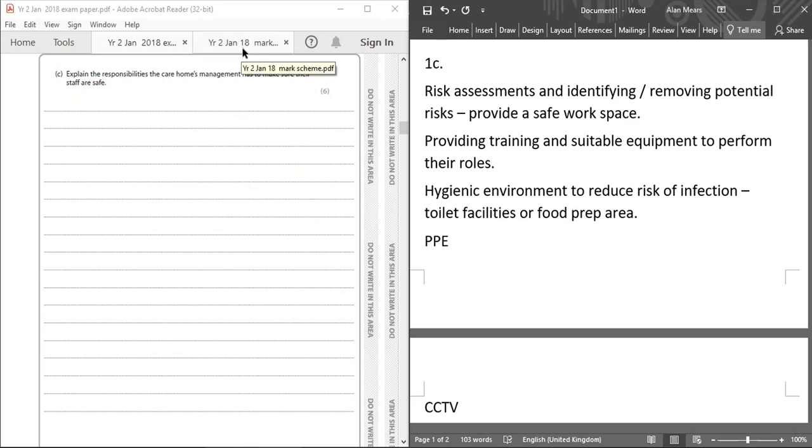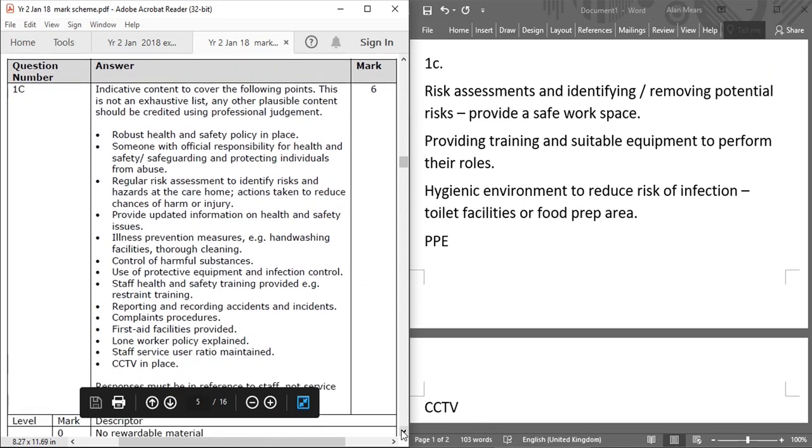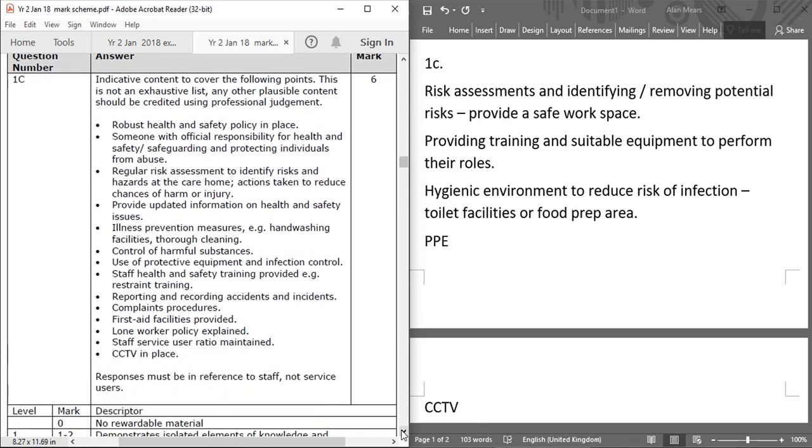But let's take a look at what the examiners have highlighted. Here we go. So a nice range of answers there. So again, quite a long list. Some of what we've covered in our ideas are in here. I can see CCTV at the bottom there. Staff service ratios, lone worker policies, first aid. Oh, we should have mentioned first aid, RIDDOR, having all those policies in place. A complaints procedure is a good one as well, again, for safety. Supporting recording accidents. Oh, that is the RIDDOR procedure.